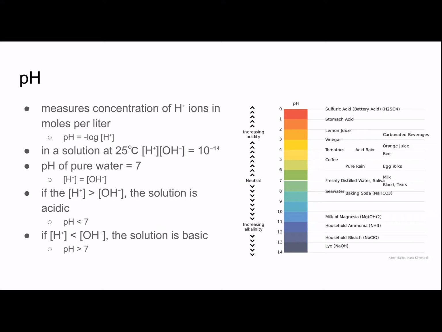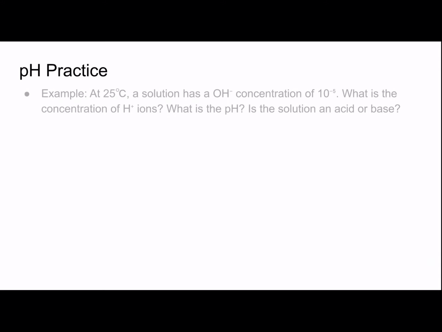So on the right, you can see a nice little scale of what the pH is of different substances. So now let's do an example, because all of that was a little confusing. So let's say that at 25 degrees Celsius, a solution has a hydroxide concentration of 10 to the negative 5th. What is the concentration of hydrogen ions? What is the pH? And is the solution an acid or base? So let's start by writing down what we know. We know that the concentration of hydroxide ions is 10 to the negative 5th.